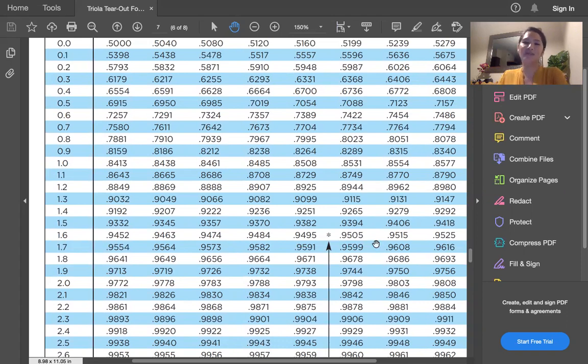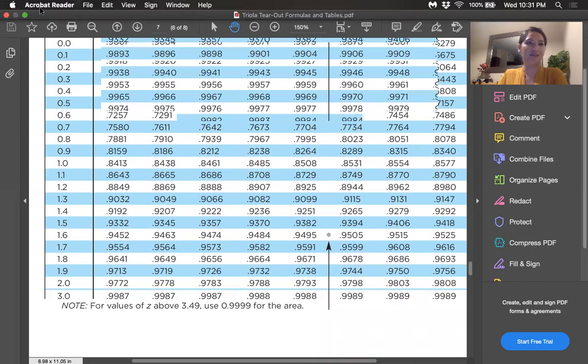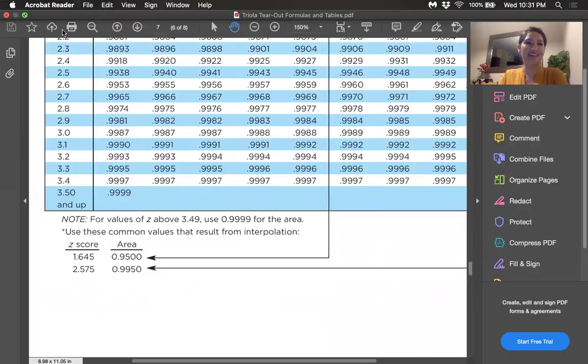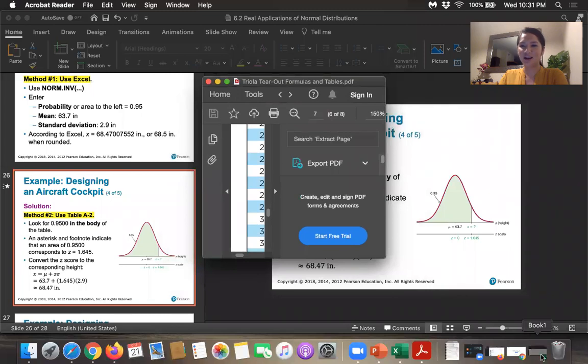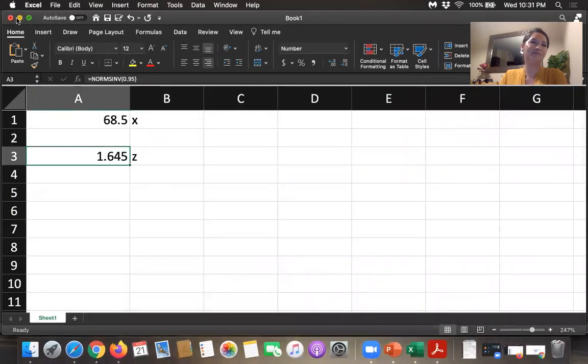And 95%, having an area of 95% to the left, is so common that there's an asterisk in the table. And then if you go down here to the footnote, it says the area of 0.9500 corresponds to this z-score, of z equals 1.645. So that's good. That is exactly what we got when we looked at Excel and we rounded.